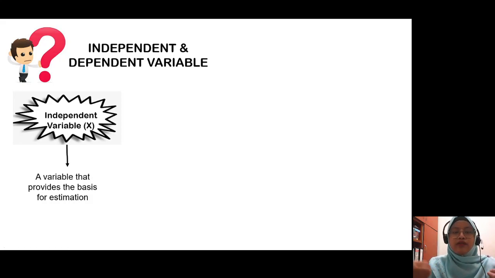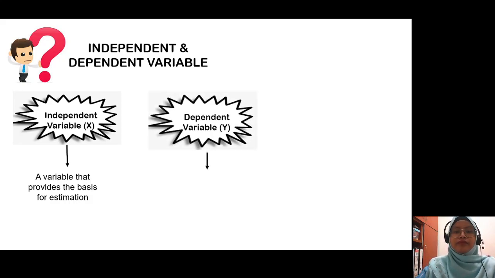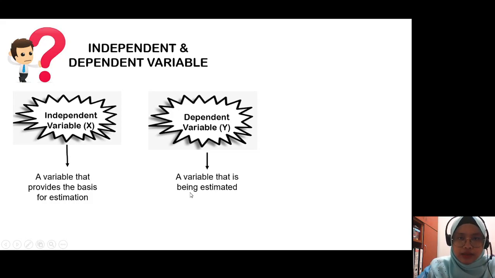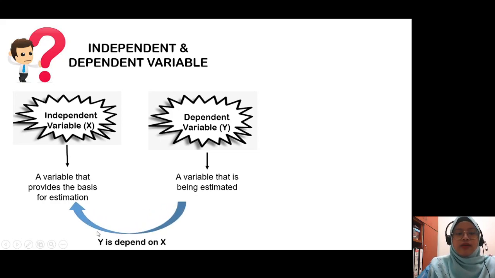So if I give you the x value, what happens to the y? The y is the dependent variable, because how do we get the y value? Y depends on the x value. So the dependent variable is y, the variable that is being estimated. So we can conclude that the y value depends on the x value.